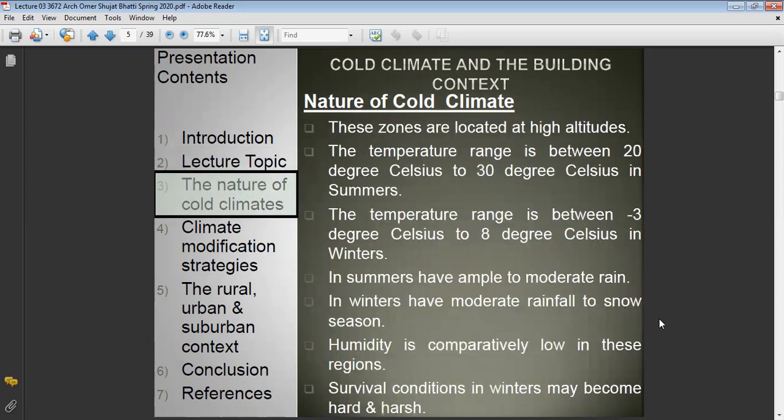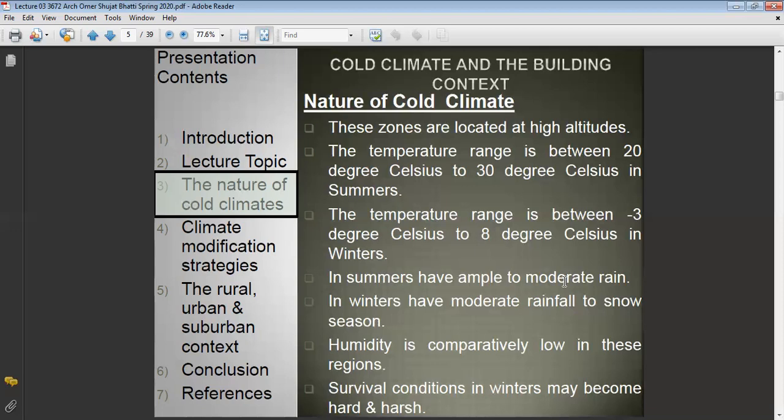So the nature of cold climate: these zones are located at high altitudes. The temperature ranges between 20 degrees Celsius to around 30 degrees Celsius in summers. The temperature ranges between -3 degrees Celsius to 8 degrees Celsius in winters, and sometimes even goes beyond, to -6, -7, -8, -10 and -12, depending upon the closest context. While we are talking about -3 to 8 degrees Celsius in winters, this is primarily related with some of the major areas in Pakistan, but this may go beyond -10 degrees centigrade in some of the extreme areas. In summers, they have ample moderate rain, and in winters have moderate rainfall to a snow season.